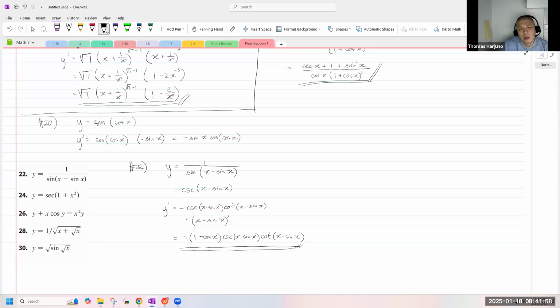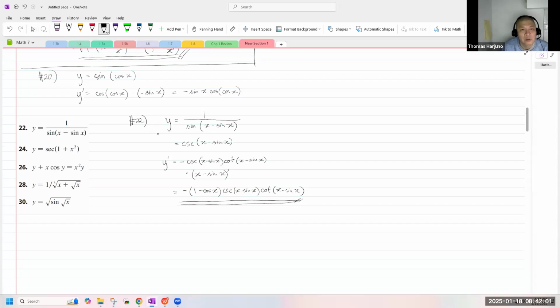Our textbook may, because of the negative and the subtraction, reverse the order of subtraction to get rid of the negative. So this is cosine x minus 1 times cosecant of x minus sine x cotangent x minus sine x. But I'm okay with either one of what we have here.